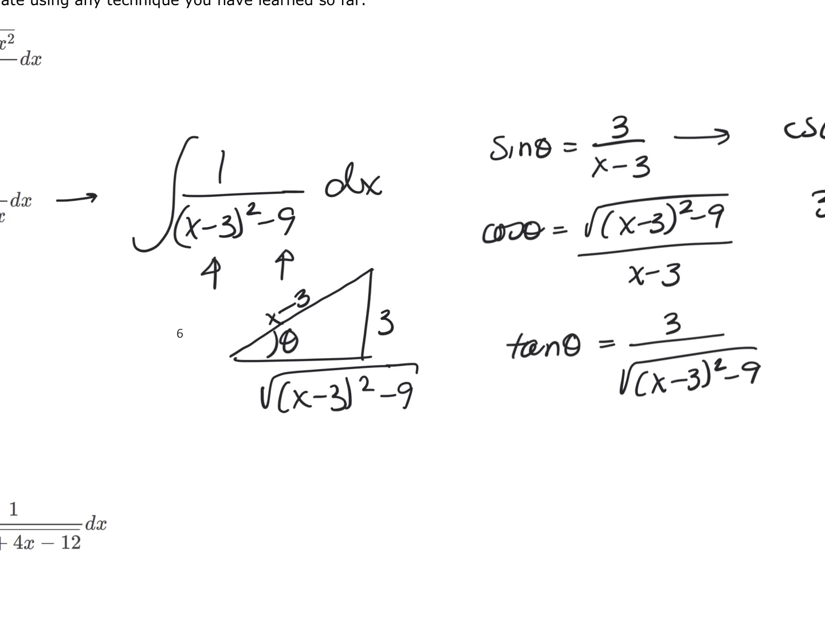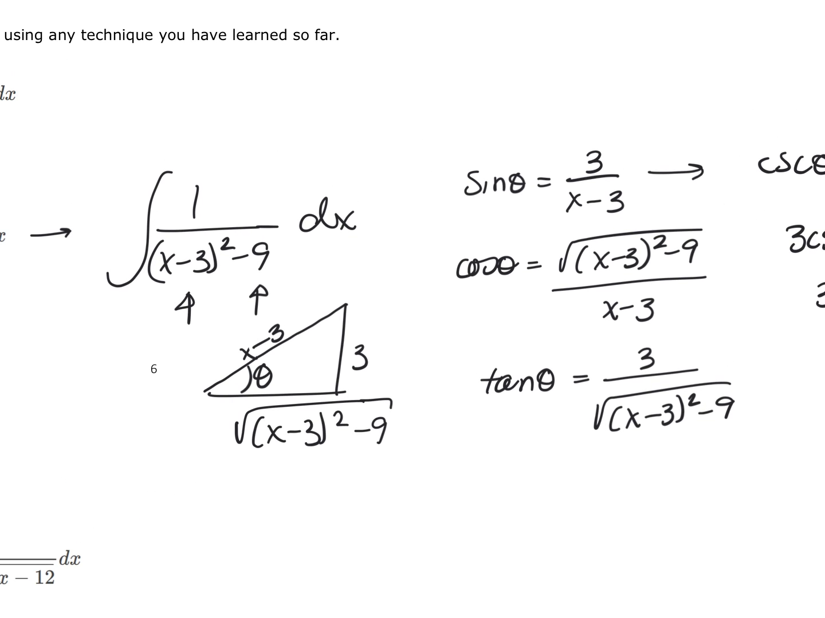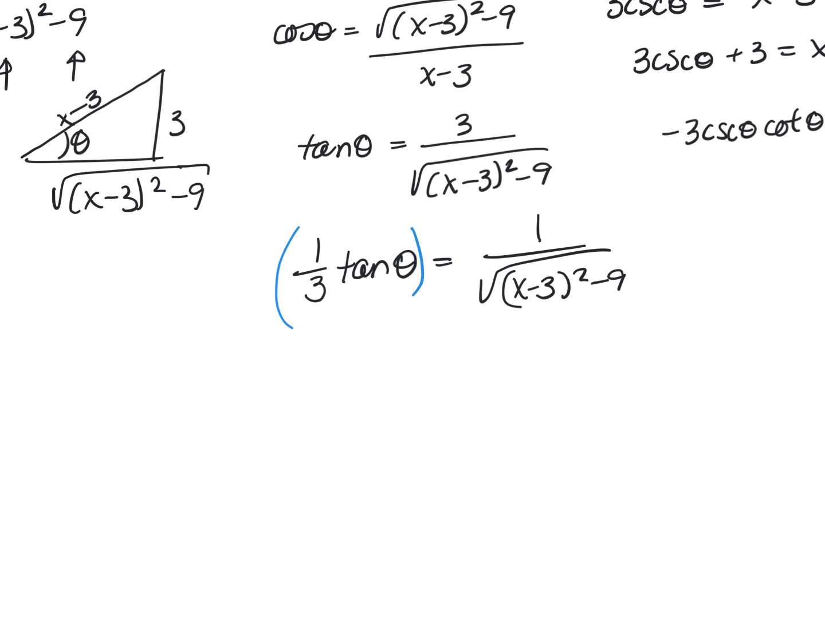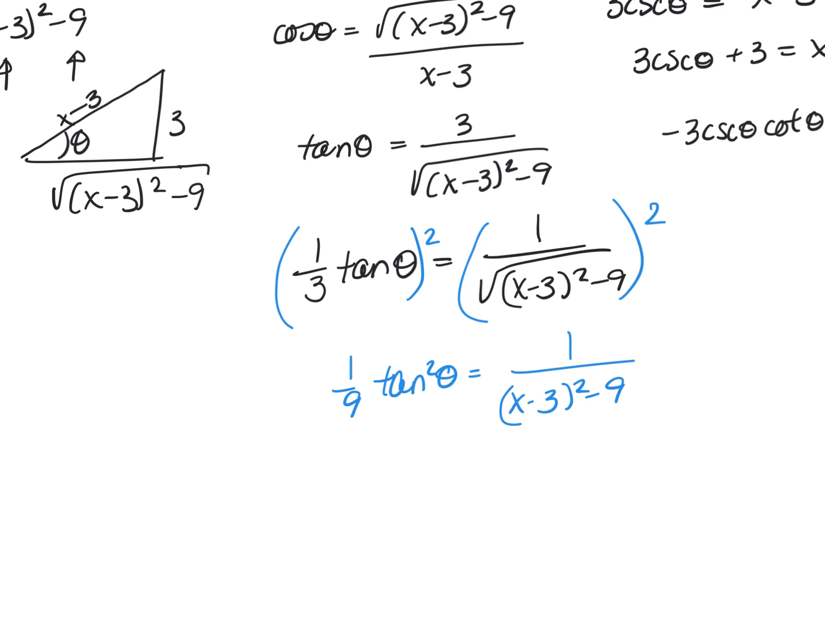However, in my denominator, I have the x minus 3, the quantity squared, minus 9, which looks a lot like my tangent. If I divide both sides by 3, I'm going to get 1/3 the tangent of theta is equal to 1 over the square root of x minus 3, the quantity squared, minus 9. Now, if I square both sides, I'm going to get 1/9 the tangent squared theta is equal to 1 over the x minus 3, the quantity squared, minus 9, which gives me a nice replacement.